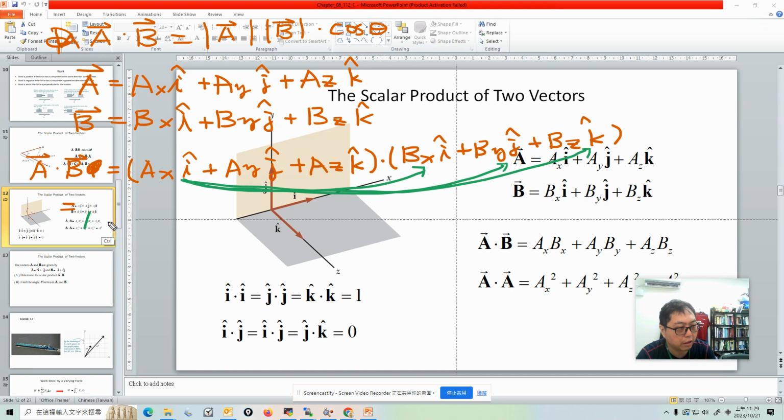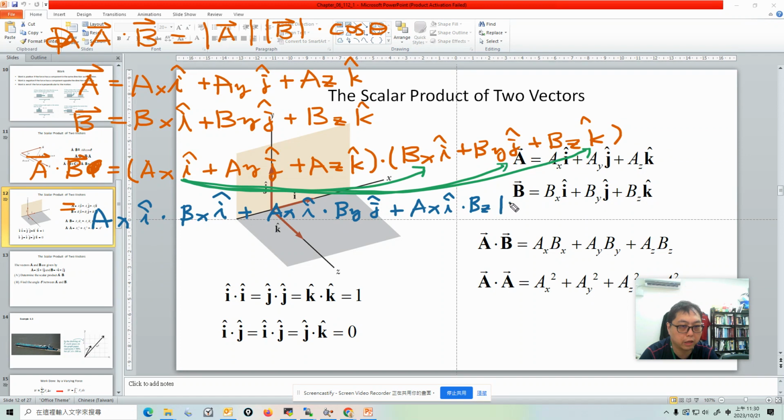Let me change the color. When you do the multiplication, the first term is Ax i dot Bx i, plus Ax i dot By j, plus Ax i dot Bz k.